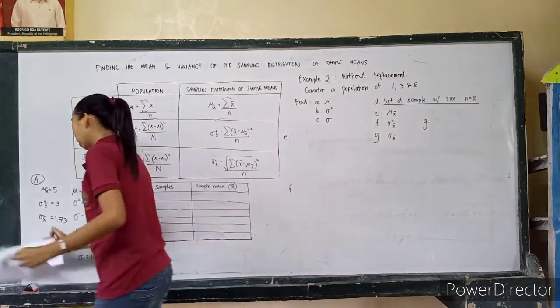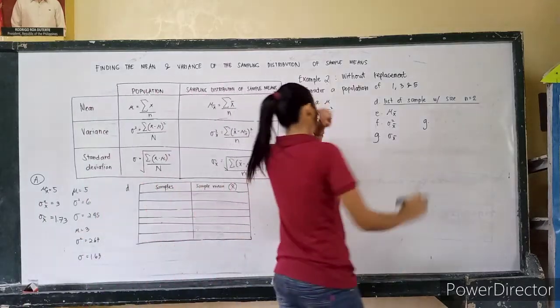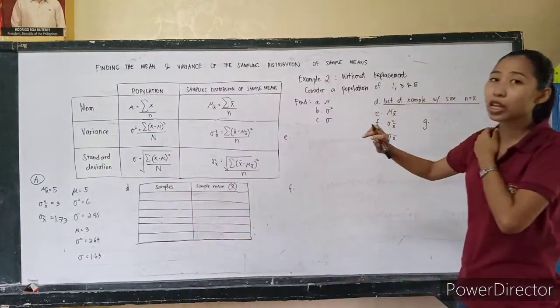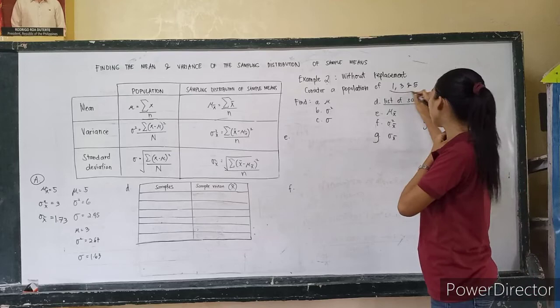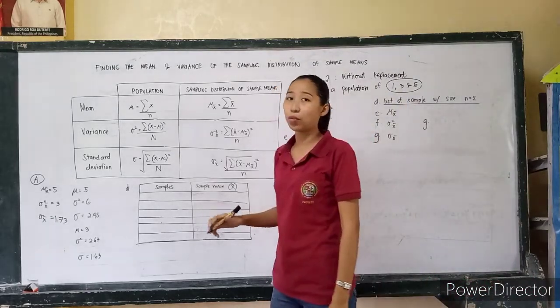So let us go directly with our solution. First, list all samples with size of 2, considering this population. So we have 1, 3, and 5. Again, without replacement.